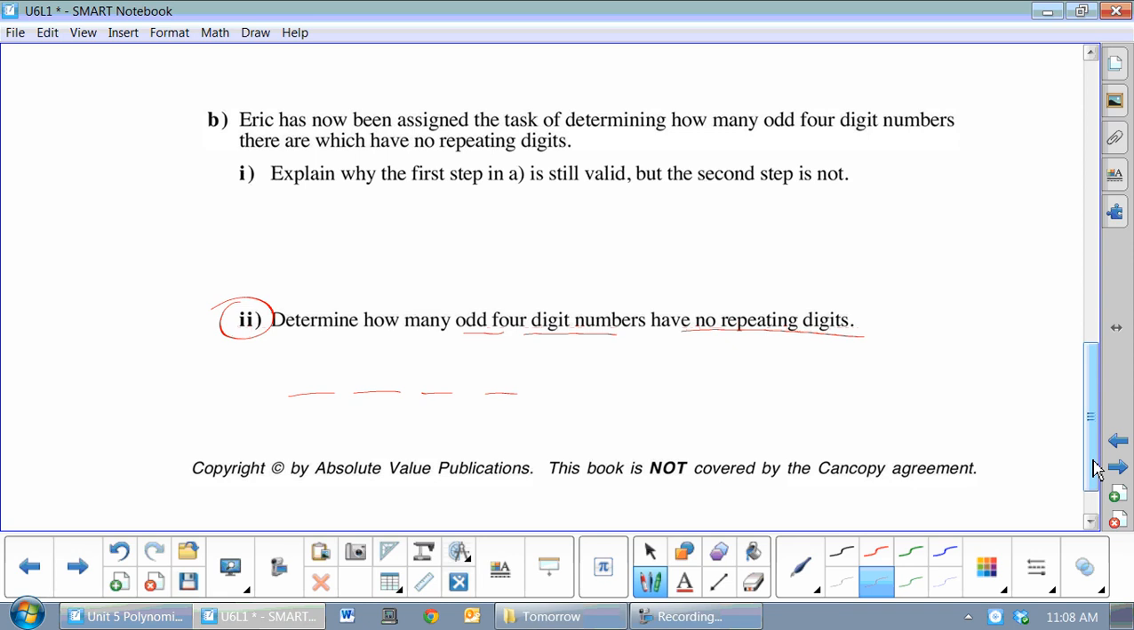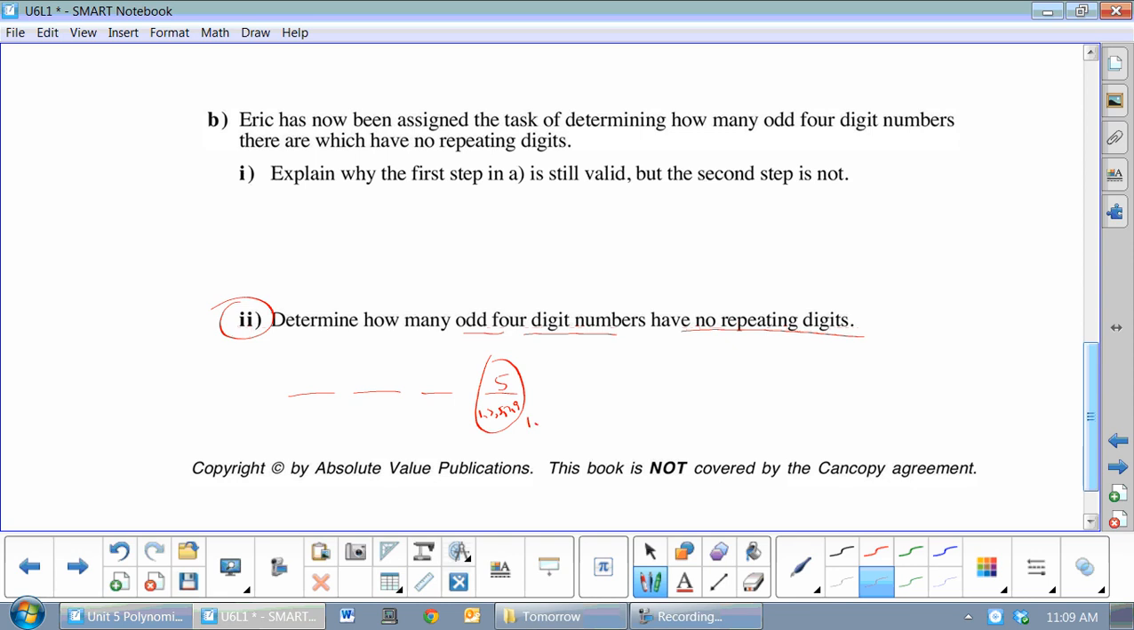What are my restrictions? Restrictions are, what are the rules I need to follow to do this thing? Only odd numbers. So this is my first restriction. So I have 1, 3, 5, and 7, and 9. Okay? So I have 5 choices.